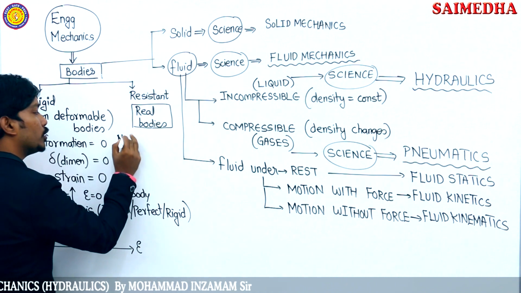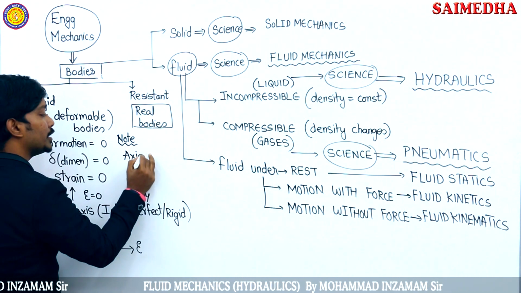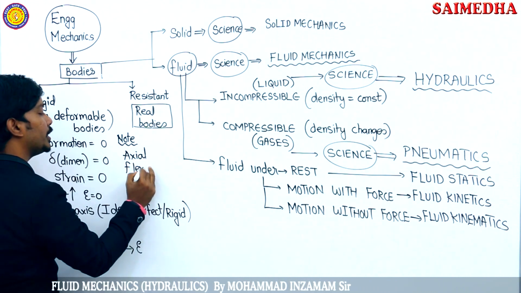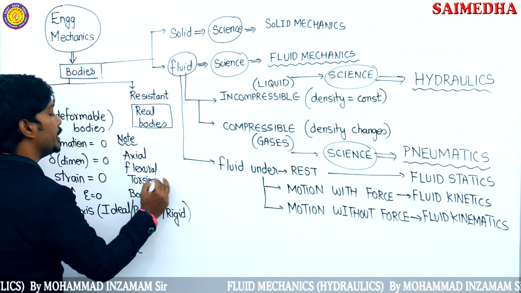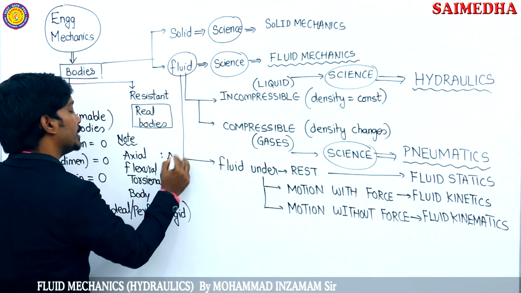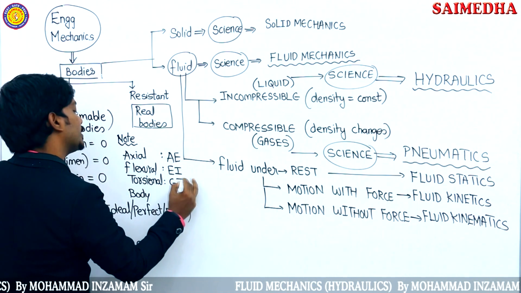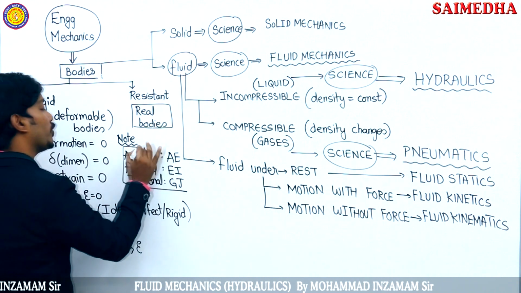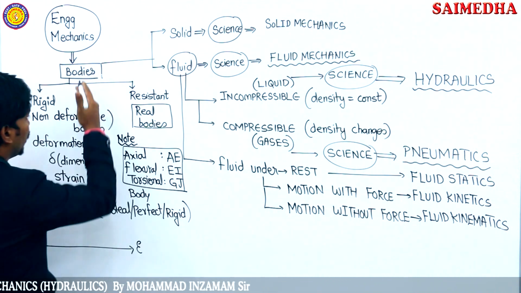Also note a point to remember, guys: there are three types of rigidities. One is axial rigidity, one is flexural rigidity, and the last one is torsional rigidity. Three rigidities you need to remember, okay? The formulas: axial rigidity is AE, flexural rigidity is EI, and torsional rigidity is GJ. Actually these are related to strength of materials, but you can remember them here as we are talking about solids also.